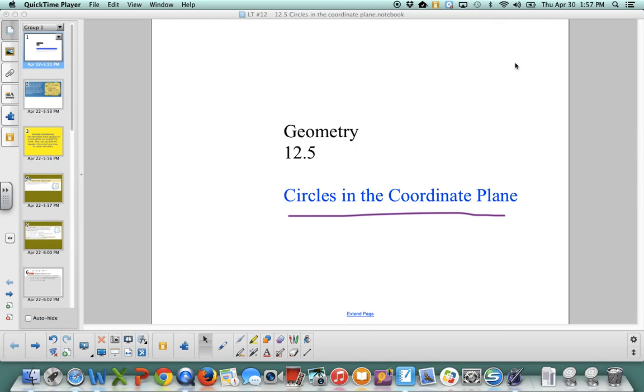This movie is on circles in the coordinate plane. This goes with learning target 12.